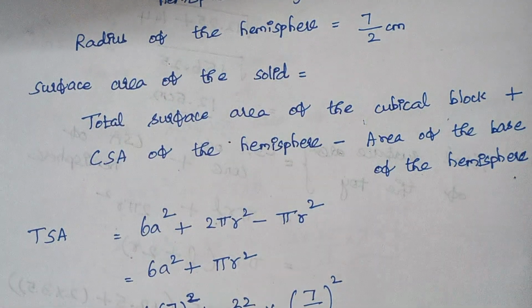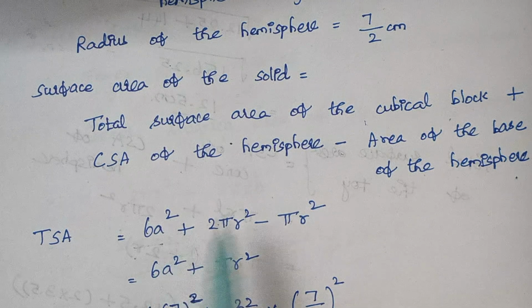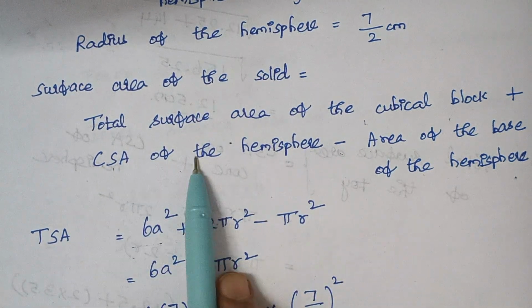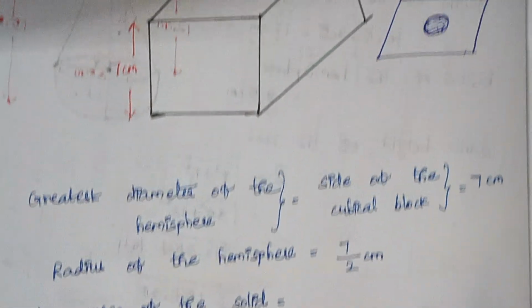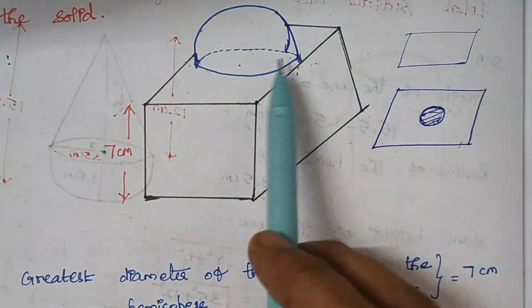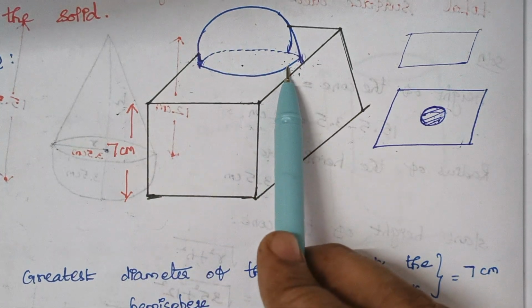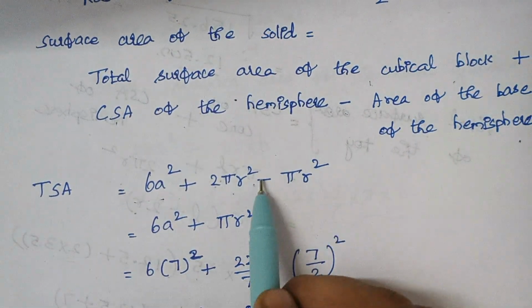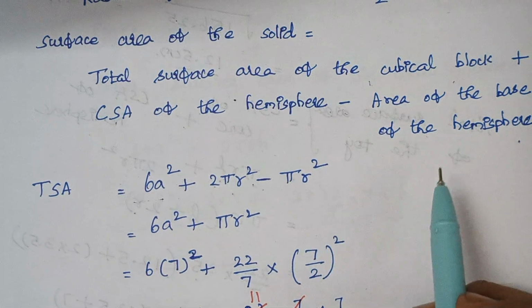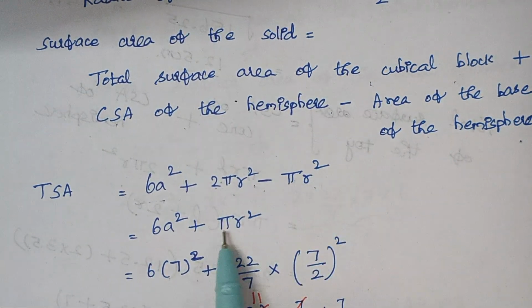So here the surface area of the cube is 6a square and the curved surface area of the hemisphere is 2 pi r square. Again, the area covered by the base of the hemisphere is in the form of a circle. So what is the area of the circle? It is pi r square. So here we are subtracting this, minus pi r square. So 2 pi r square minus pi r square is nothing but pi r square.